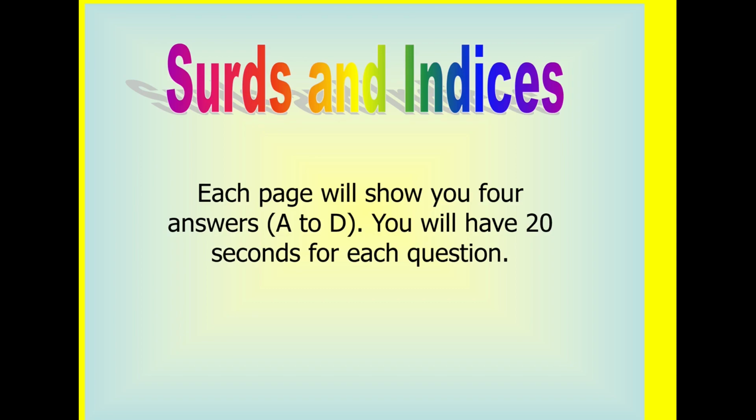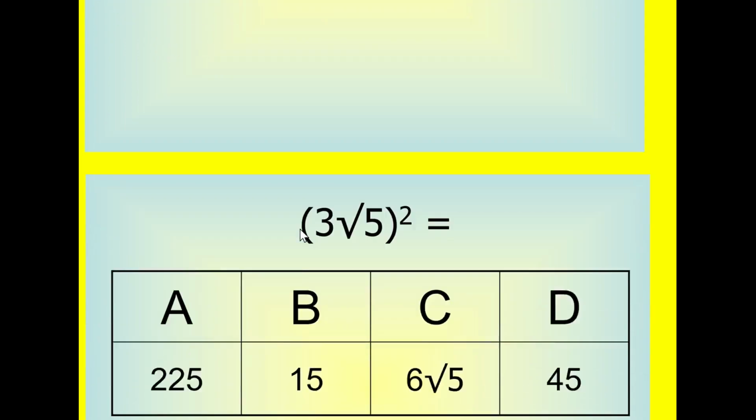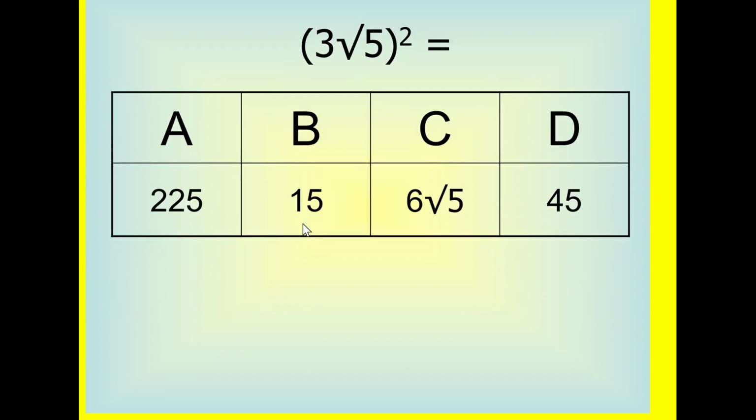Hi, to start today, I'm going to give you a little surds and indices quiz. You'll get 4 answers, A to D, and you'll have about 20 seconds for each question. Maybe a bit shorter, maybe a bit longer, some take a little bit longer. Here goes. So get some paper, and then you don't actually need to pause the video. You can just watch this play out.